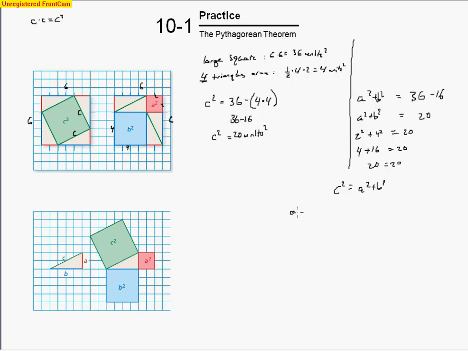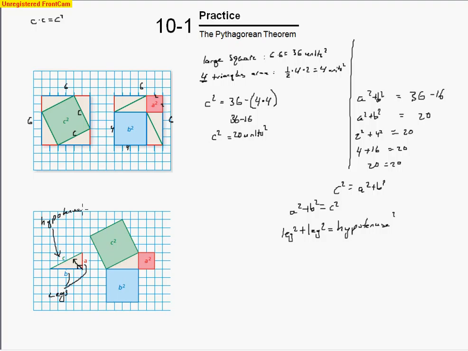Typically you see it the other way, a squared plus b squared equals c squared. Now when you get into high school, rather than a squared plus b squared equals c squared, they want you to think about legs squared plus legs squared equals hypotenuse squared. The reason is that a and b are the legs of the right triangle, and c is the longest side of the right triangle, which is opposite the right angle, and that is called our hypotenuse.